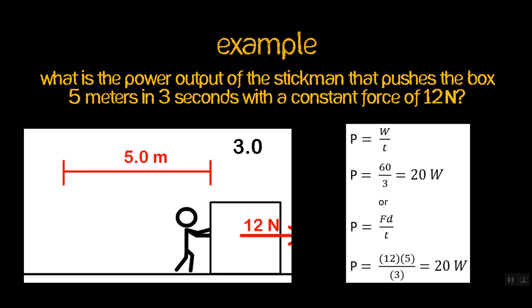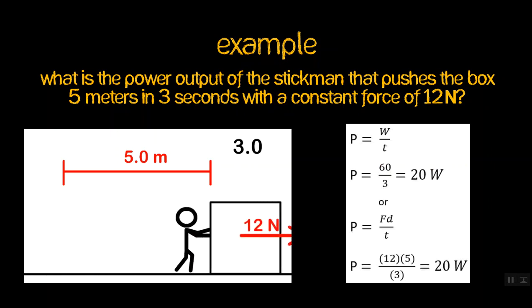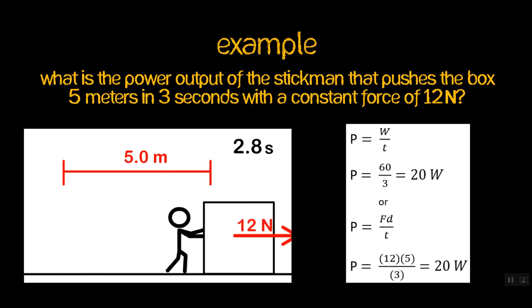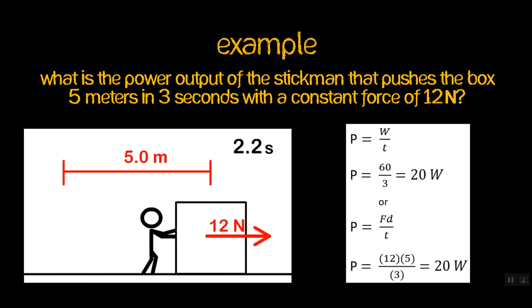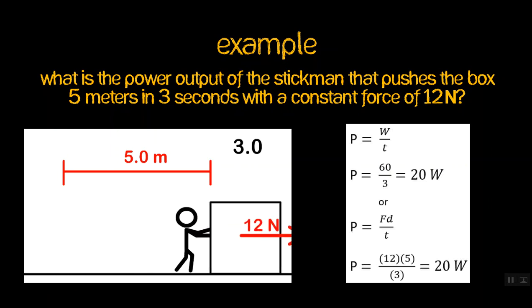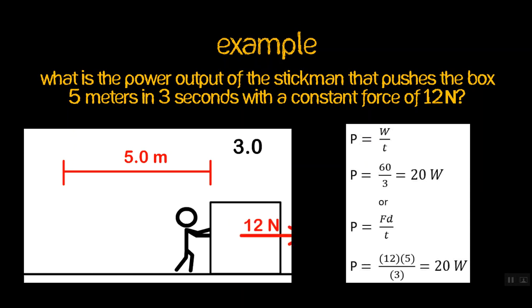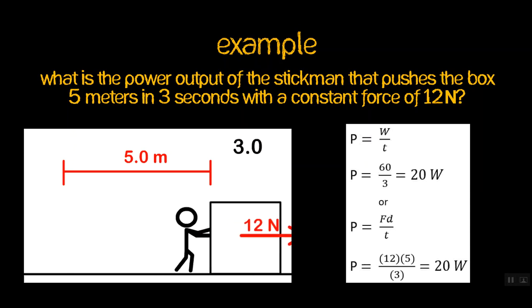What is the power output of the stickman as he pushes his box 5 meters in 3 seconds with a constant force of 12 Newton? So the work done is 5 times 12, which gives us 60, and he does it in 3 seconds, so that gives us 20 watts.